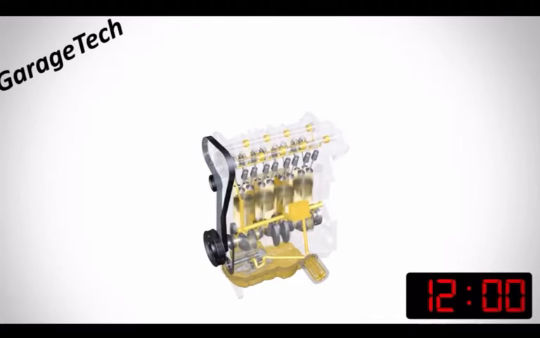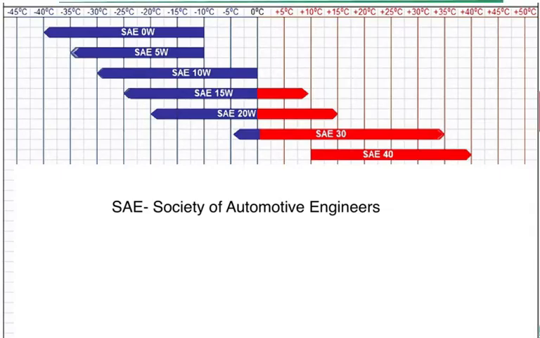So how do you get the right viscosity? The Society of Automotive Engineers, the SAE, has ranked various oils at different viscosities. And so they give something like a number like 10, 20, 30, 40, and that'll tell you what the viscosity is at that temperature range.